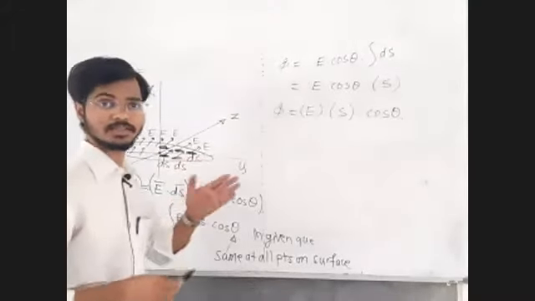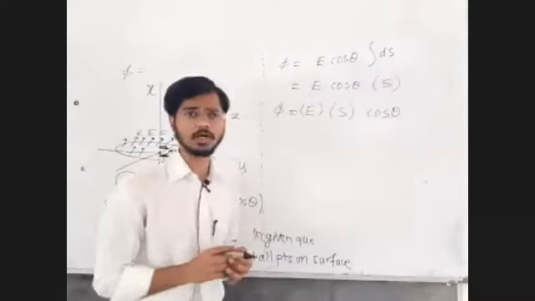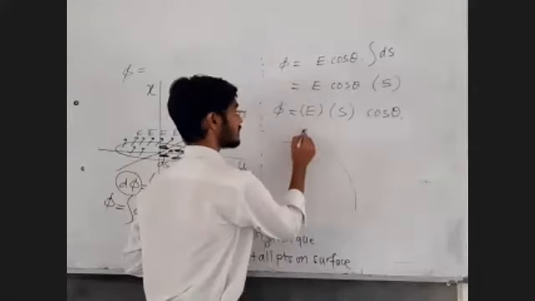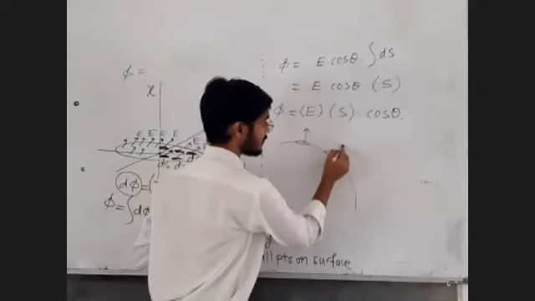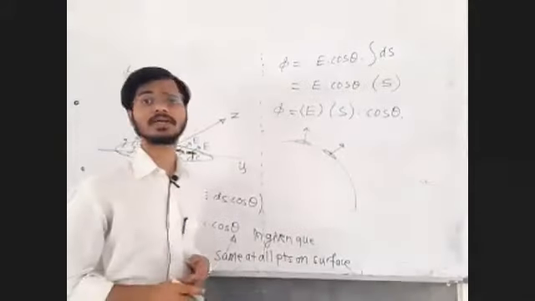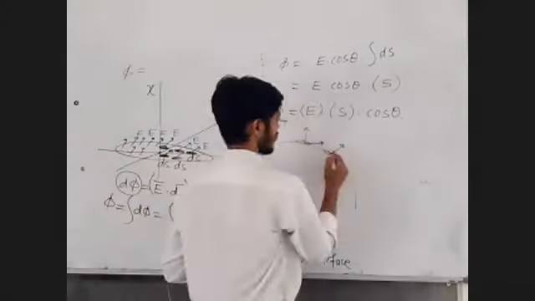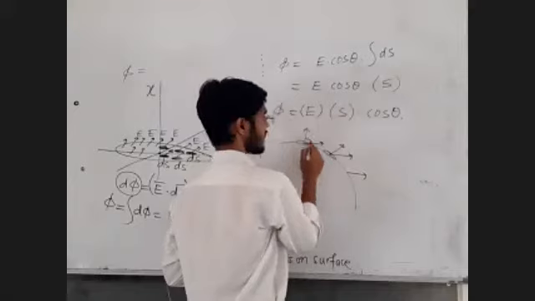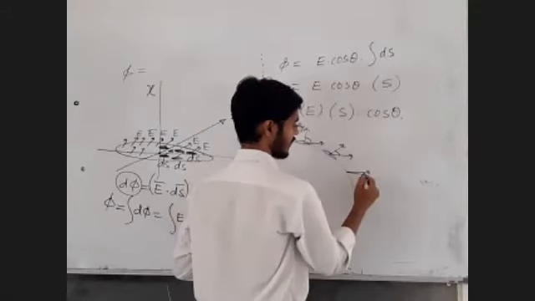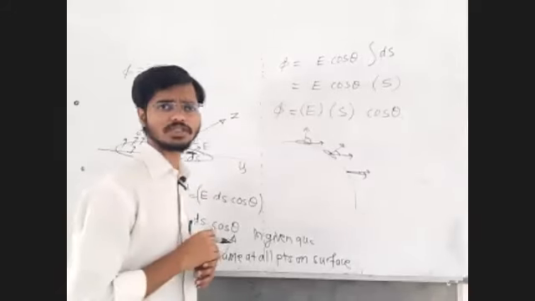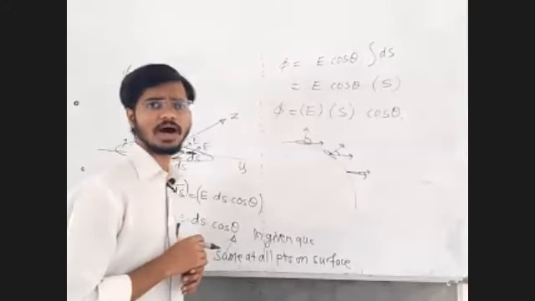This holds when you are given a plane surface; the surface should not be curved. If the surface is curved like this, here the area vector will be like this, here like this. In that case, the area vector will have different directions. Say the electric field has the same direction, always rightward. But here the angle is different, here the angle between the area vector and the electric field is different. In that case, you cannot take cos theta outside the integration.